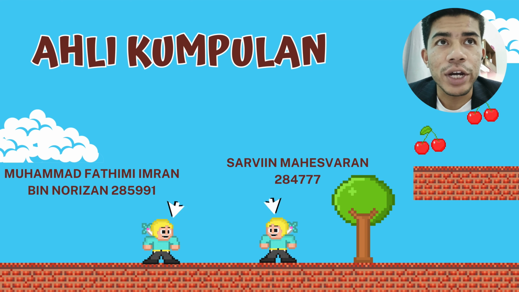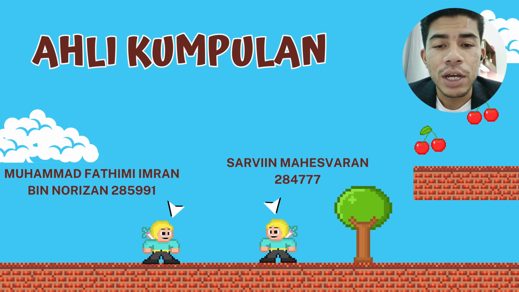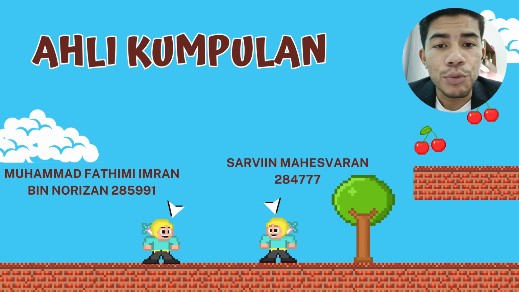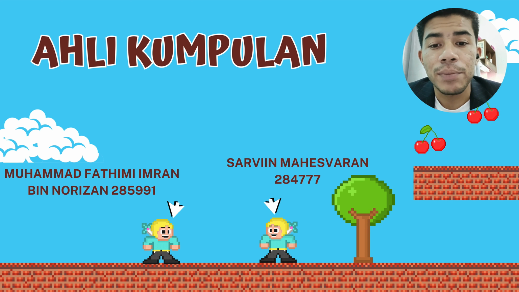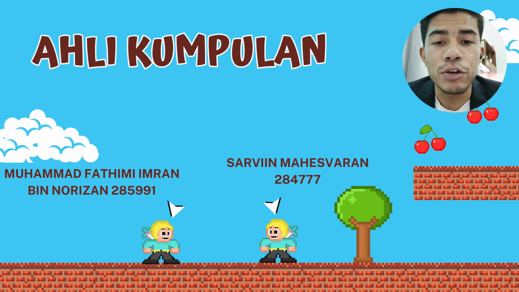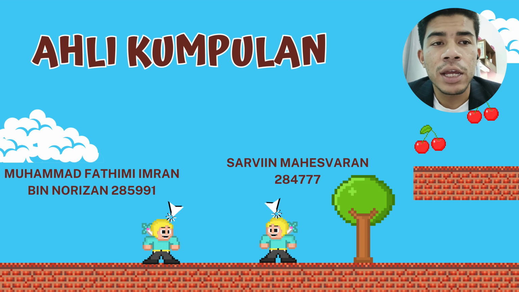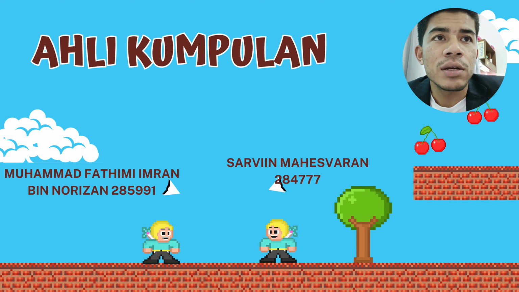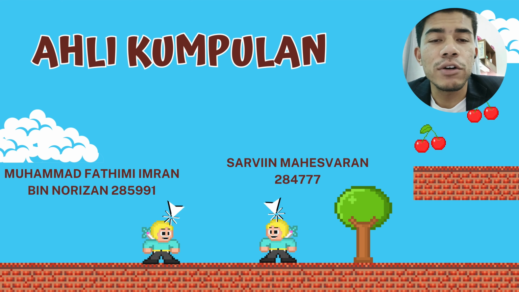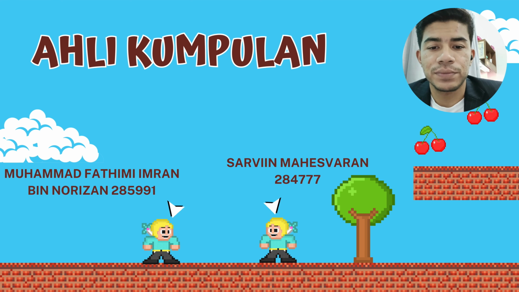This is for STQM2103 Discrete Structure. For this pair project, we selected division in integers. My name is Muhammad Fathimi Imran bin Norizan, with matric number 285991, and my partner is Sarviin Mahesvaran, 284777.